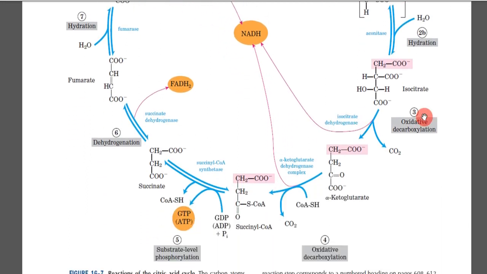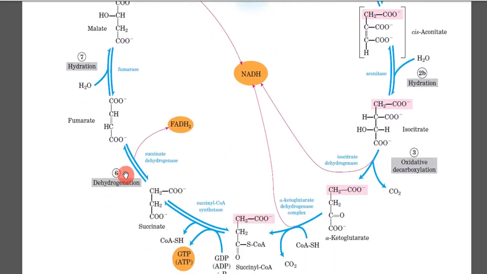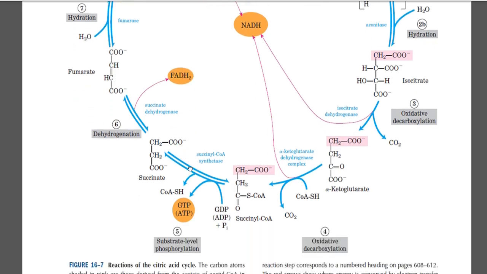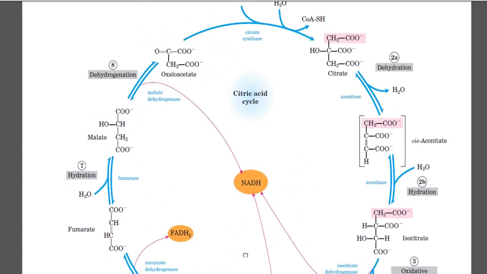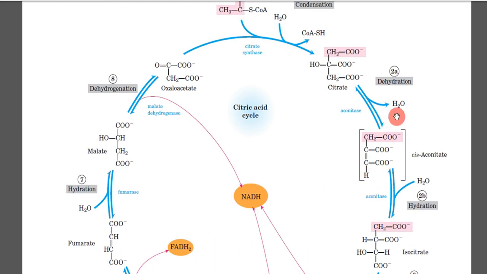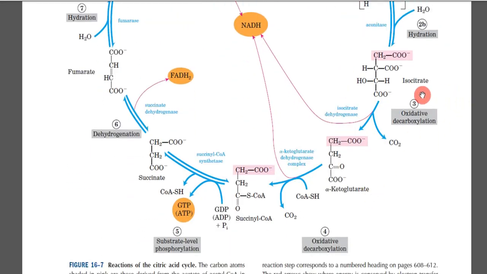Now from the steps 3, 4 as well as 8, NADH molecules are formed. And from the 6th step, one FADH2 is formed. Also from the 5th step, one GTP is formed. As well as 2 carbon dioxide is eliminated, from the steps 3 as well as 4, totally 2 carbon dioxide is eliminated.